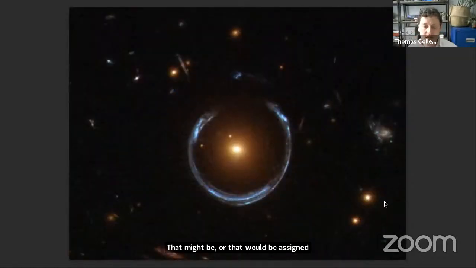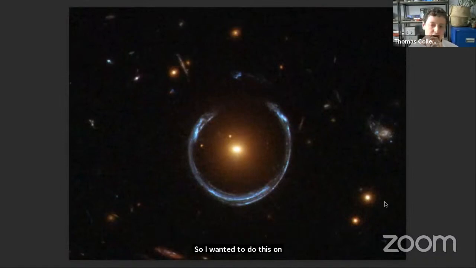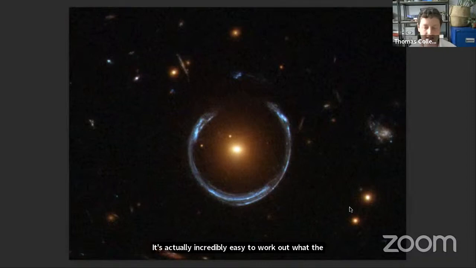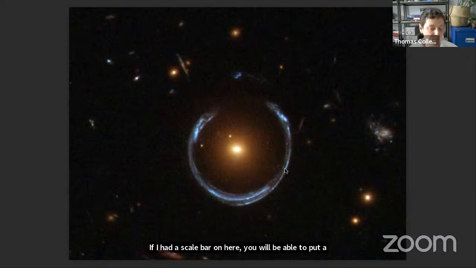So I wanted to do this on the scale of an entire galaxy using gravitational lenses. It's actually incredibly easy to work out what the amount of spatial curvature around a gravitational lens is. You can almost do it on this slide. If I had a scale bar on here, you would be able to put a ruler across and say that the Einstein radius, in this case, is about 5 arcseconds. That tells you precisely how much spatial curvature there is here.